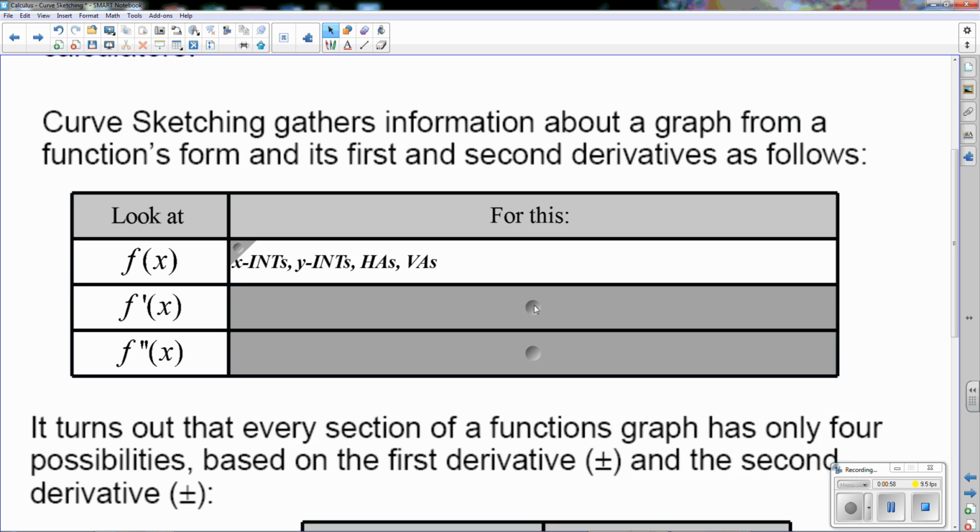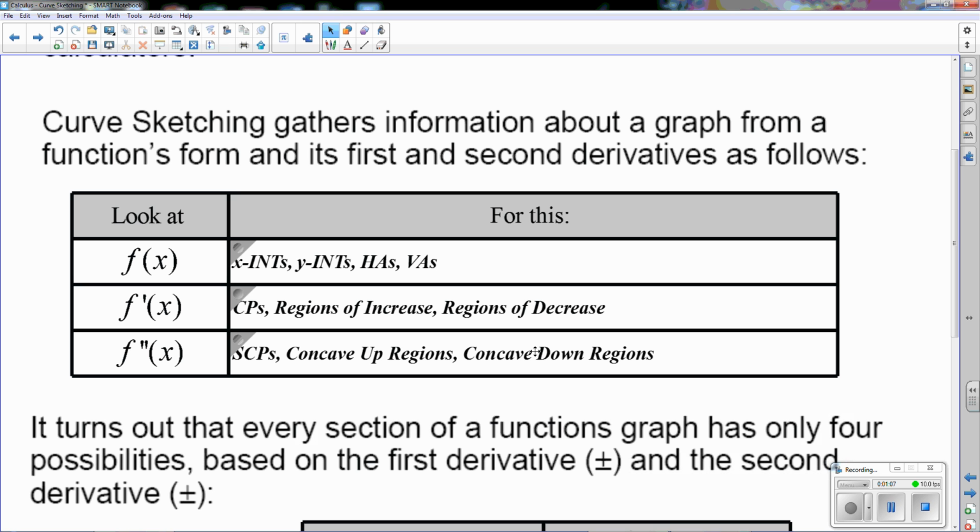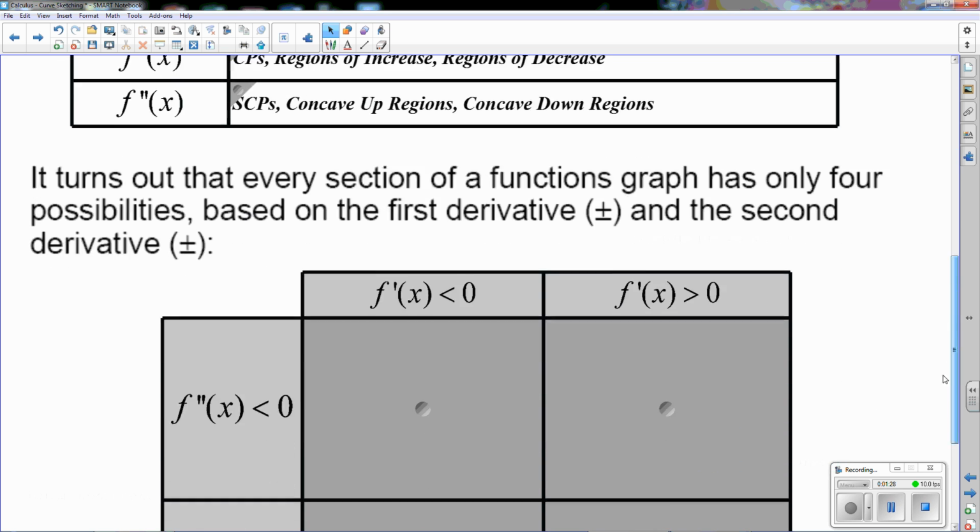From the first derivative, our students should be able to tell us that we can find the critical points and the regions of increase and decrease. And from the second derivative, our students should be able to tell us that we can find the second critical points, which is where the second derivative is either 0 or undefined, as well as the regions of upward and downward concavity. I want to stress that we don't reveal these cells until our students have given us the answers. This is a means of engaging them and leading them through the process.